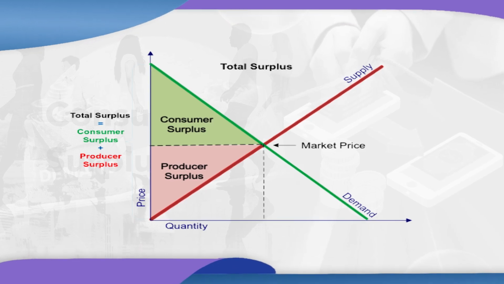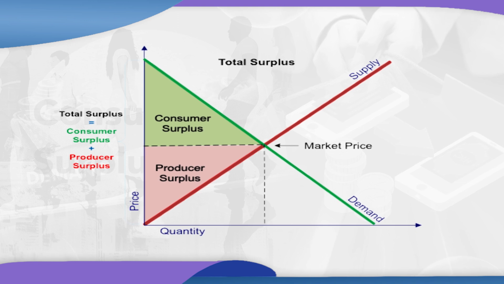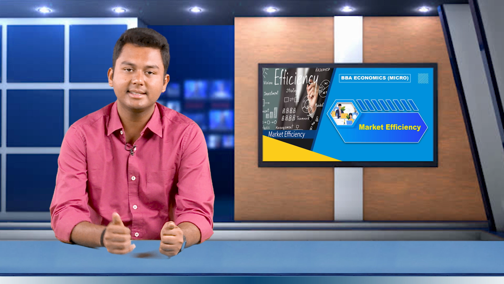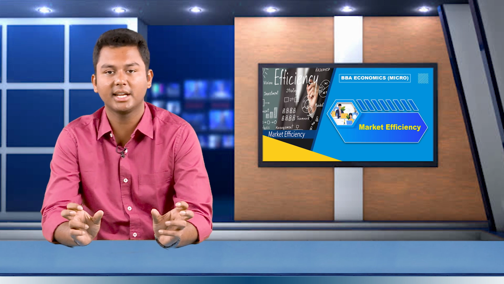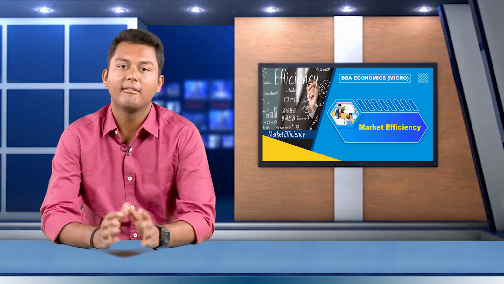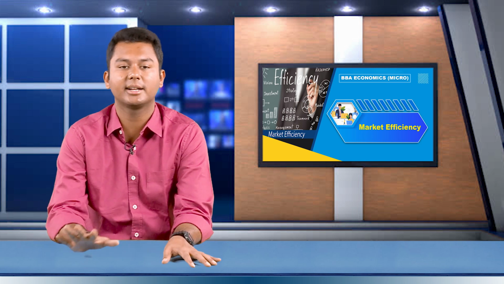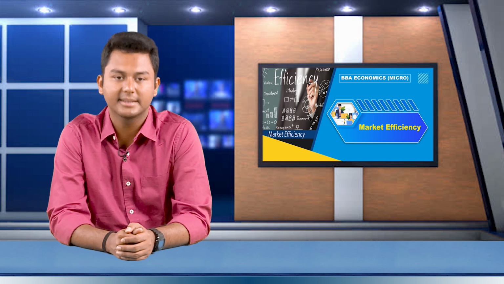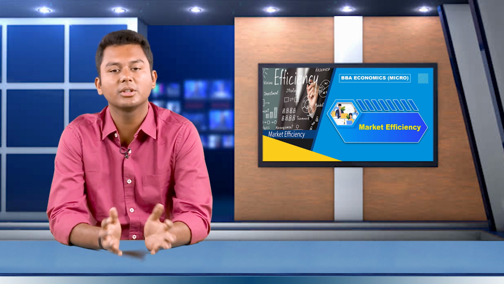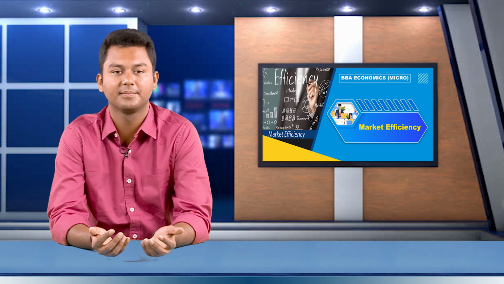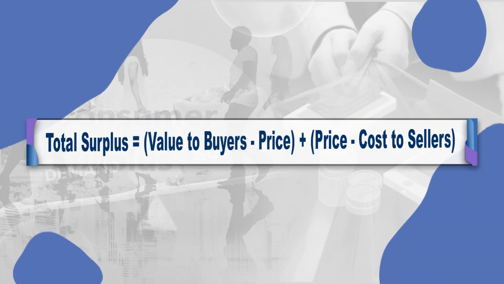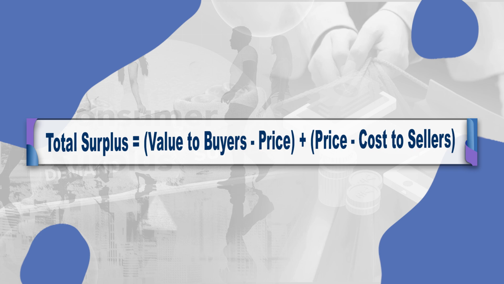Now, when we add these two, that is consumer surplus and producer surplus, together we obtain total surplus. So, here minus price plus price, this particular part will be removed because minus and plus happen to be 0. What we are left with is value to buyers and cost to sellers, as we had discussed earlier. The amount paid by buyers equals the amount received by sellers, so the middle two terms in this expression cancel each other. As a result, we can write the total surplus as value to buyers minus cost to sellers.